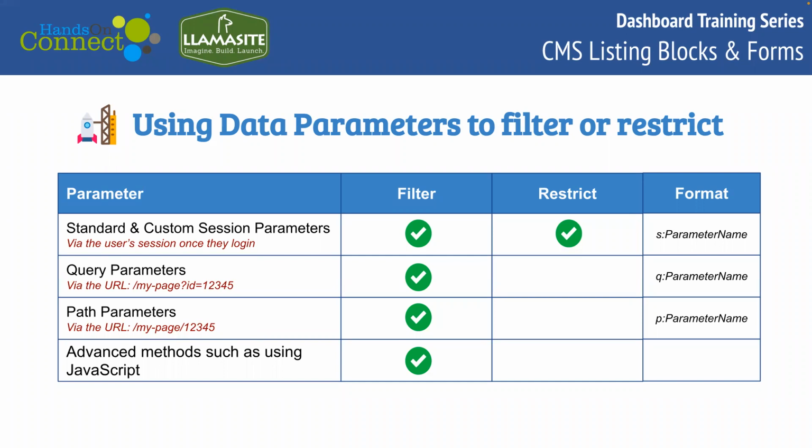And then there's some advanced methods, which we're not going to talk about at all today. But I did want to point them out, that you can use your data in different ways using more advanced methods, such as JavaScript. And then you'll see that the session parameters start with an S, the query parameters start with a Q, and path parameters start with a P.